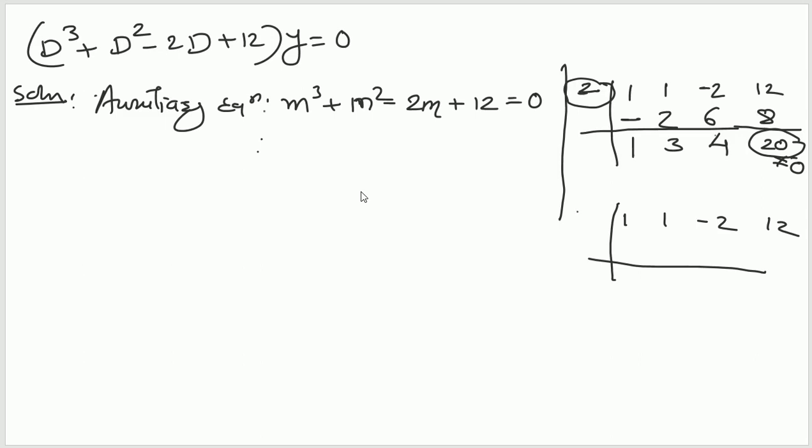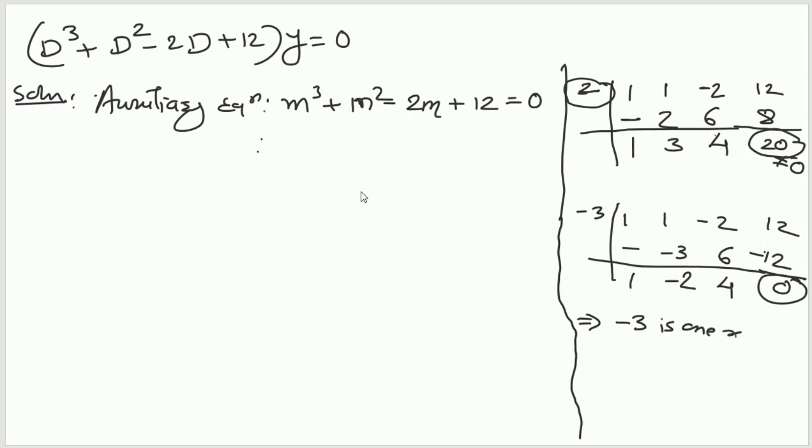Now let us take -3 and see what happens. -3 into 1 is -3. 1 plus -3 is -2. -3 into -2 is 6. -2 plus 6 is 4. -3 into 4 is -12. And we are getting 0 here. So now we got one number which gives us 0 at the end. This implies -3 is one root.